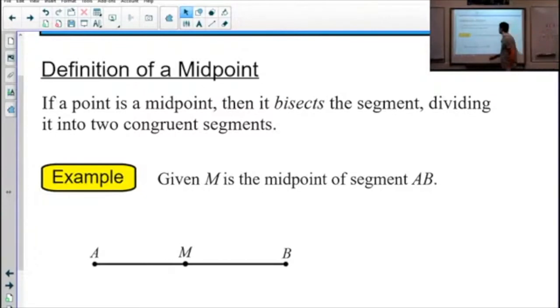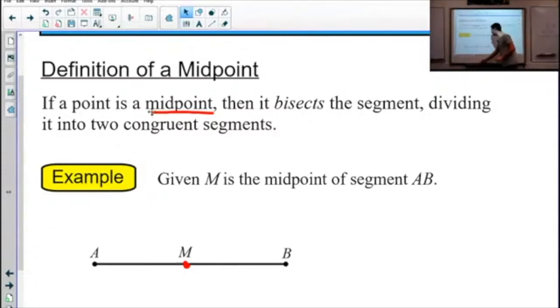So, first one is a midpoint. And I alluded to this, I referenced this earlier this week and said between doesn't necessarily mean that it's exactly in the middle, because now we're talking about exactly in the middle. So a midpoint is just a point in the middle. And so in this diagram, it's going to be that point M right there. And we're saying that it bisects the segment, dividing it into two congruent segments.